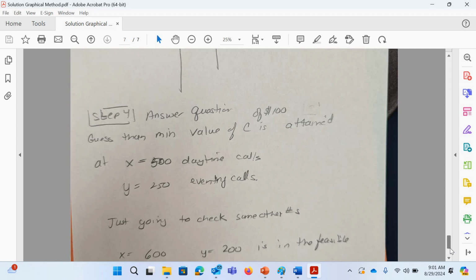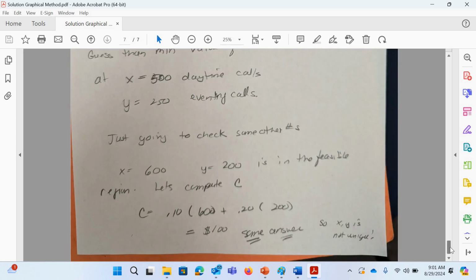I always doubt my algebra, so I went and tried another point. I tried 600, 200, which is in the feasible region. I just went to the graph and looked, it's in the feasible region, and I also got 100. So that's not unique. So you asked about, who asked that about, are you guaranteed a point? Is the corner point method going to work? Who asked that? Somebody asked that.